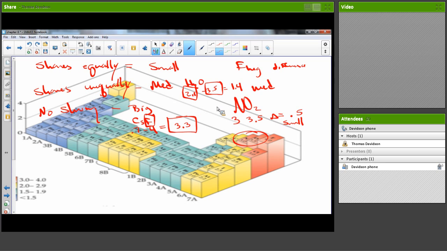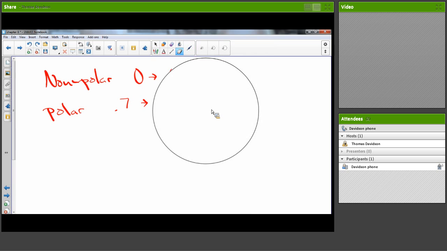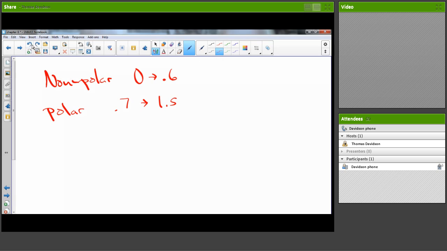All right, now, I'm going to put this little slide up, but you don't have to have this memorized, just feel it. To be nonpolar, you should have a difference between 0 and 0.6. To be polar, you should have a difference between 0.7 and 1.7.